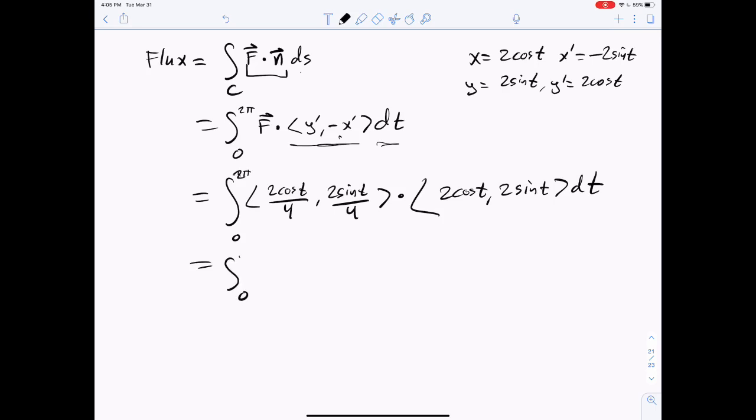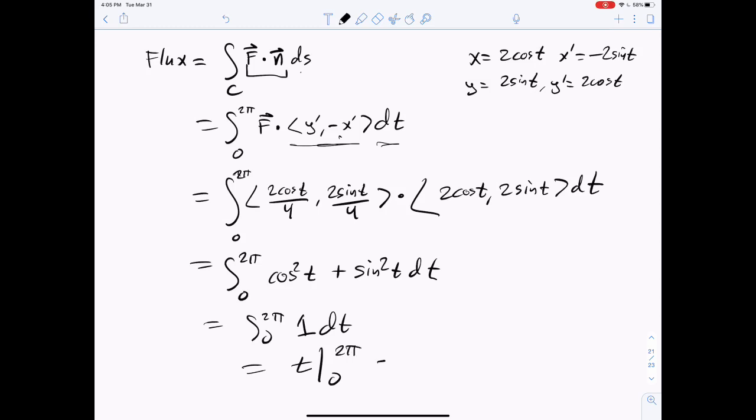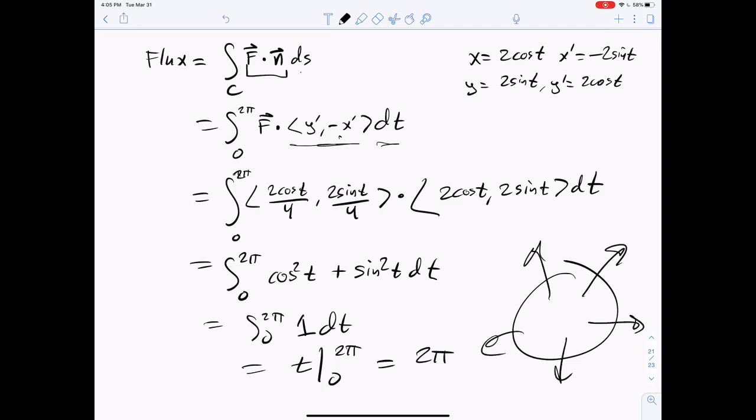So now if I integrate from 0 to 2 pi, I'm going to get cosine squared plus sine squared dt. Well, of course, cosine squared plus sine squared is 1. And then I just get t evaluated from 0 to 2 pi, which is 2 pi. So this problem has a flux of 2 pi, which is what I was explaining a second ago. The vector field is pushing against the boat. It's pushing out, the water's flowing out of the curve, so we call that flux across the curve. And we parameterized it counterclockwise, so that's giving us the outward flux.